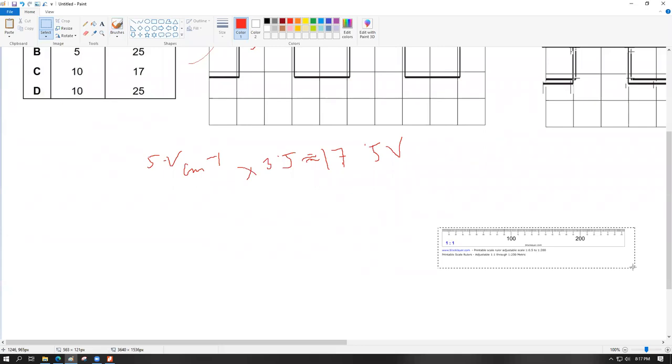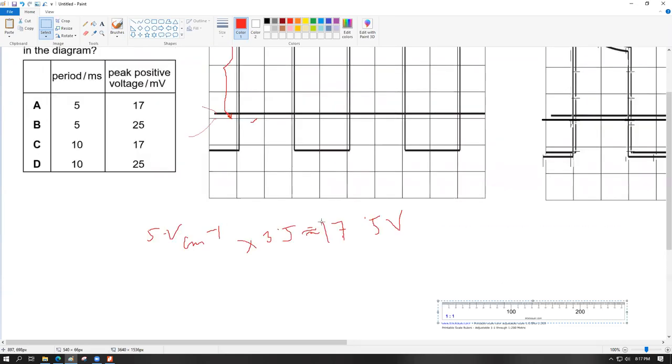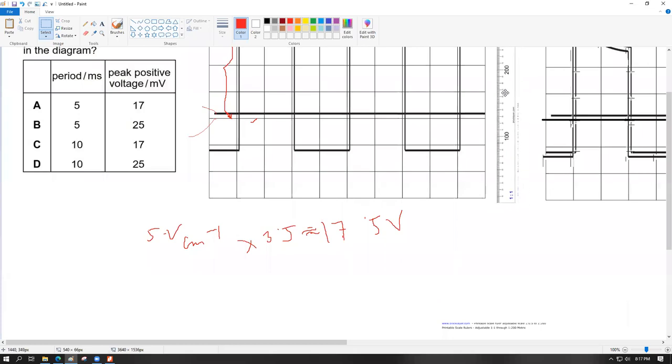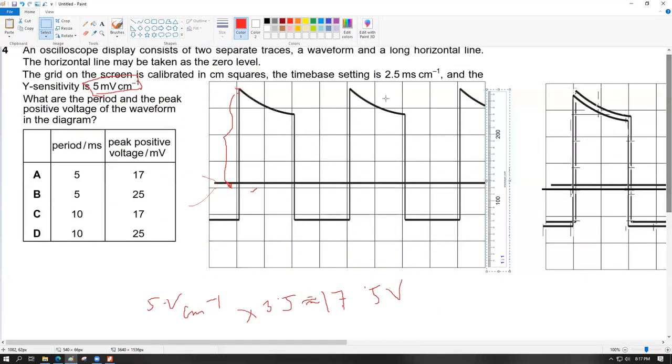What I'm trying to say is, let's say you have this ruler of yours at hand and you want to exactly measure the voltage. One of the things you can do is this, in a printed version of the question, where there is no problem of zooming. If you place your ruler on this side, you'll find that each of these grid squares is exactly 1 centimeter. The question also says this is a grid calibrated in centimeter squares, so each square has a side length of 1 centimeter.